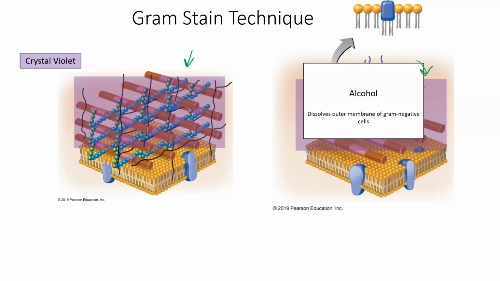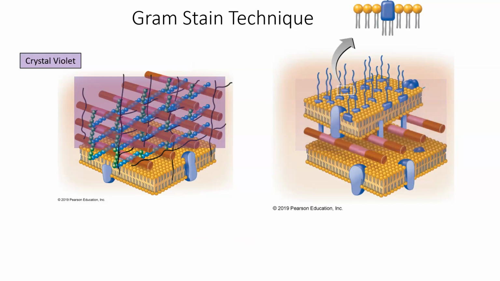And so what this is doing is it's actually dissolving that outer membrane. Because we dissolve the outer membrane, it is also going to pull this purple stain out, and it's going to kind of dissolve the cell wall because the cell wall is not totally protected anymore. It's exposed because that outer membrane is gone. Now all of a sudden the purple is removed, we've decolorized.